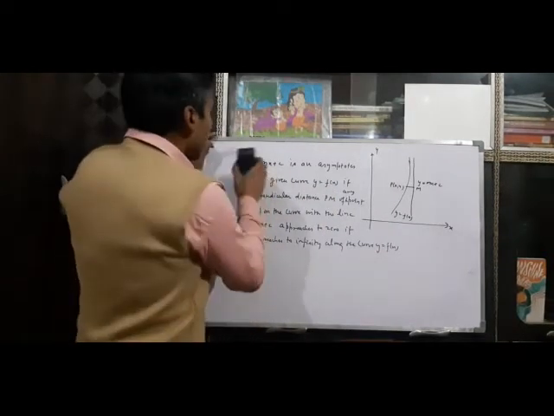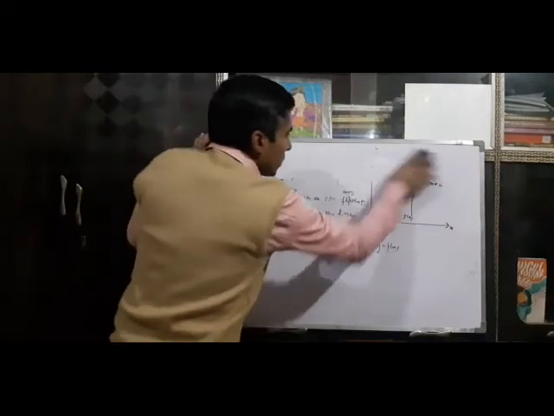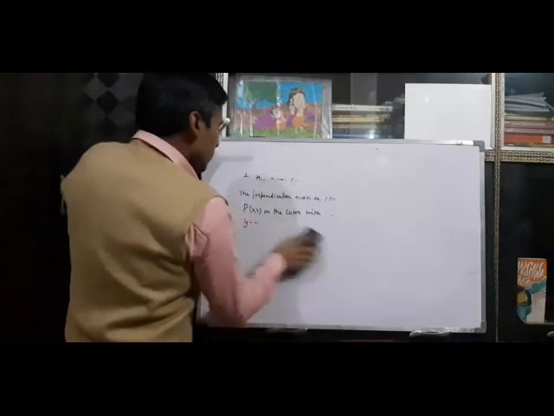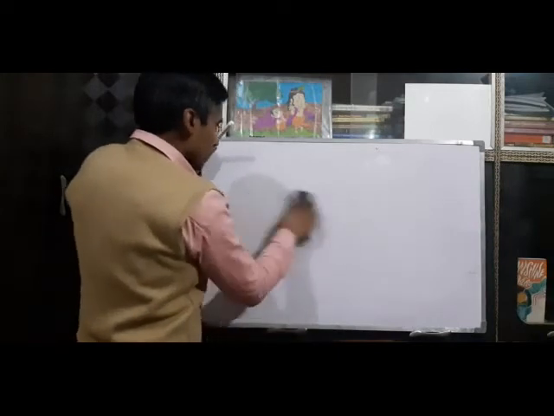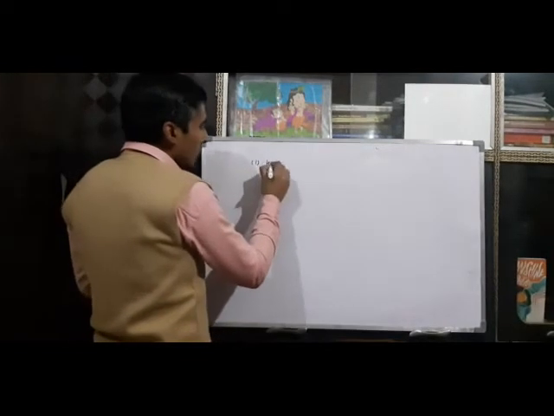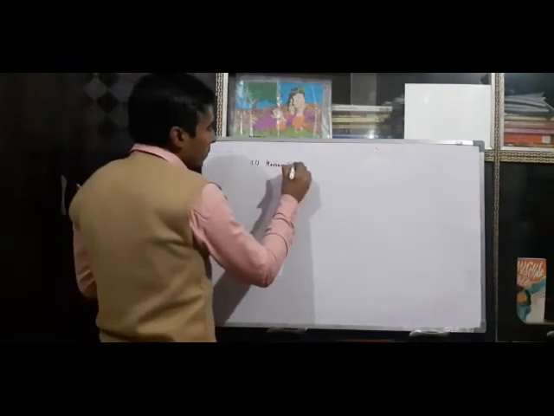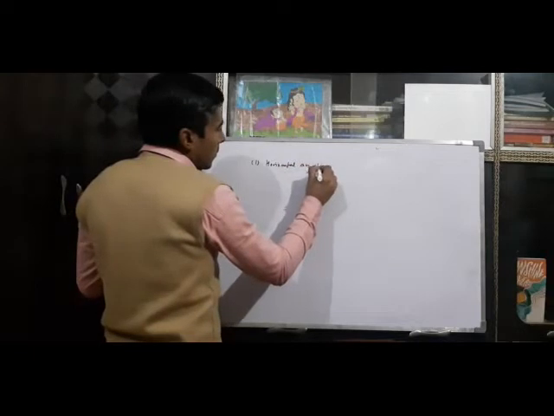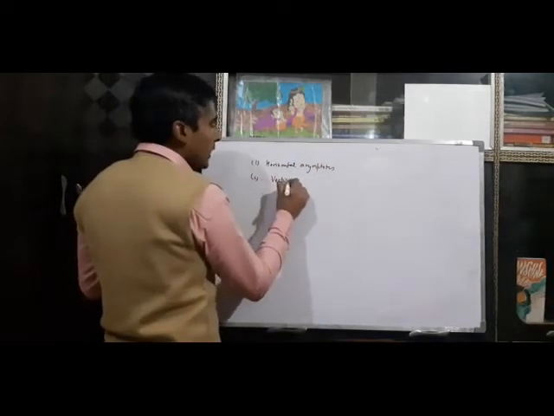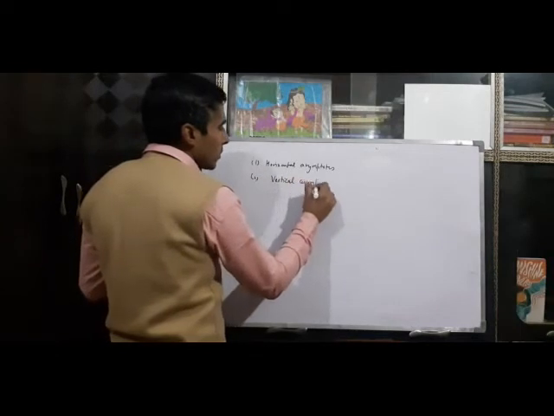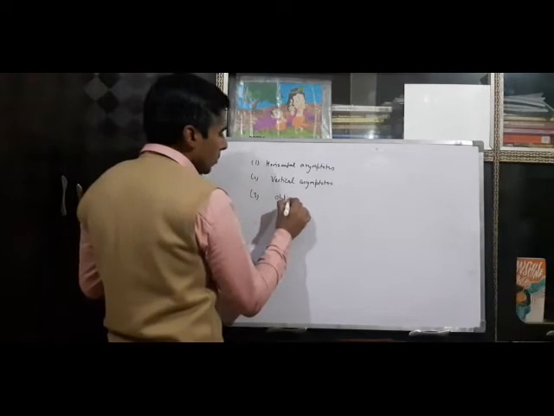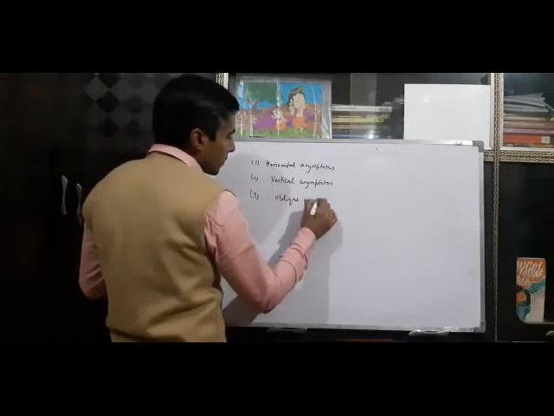Now, a given curve may have three types of asymptotes. First one is horizontal asymptote. Second is vertical asymptotes. And third one is oblique asymptotes.